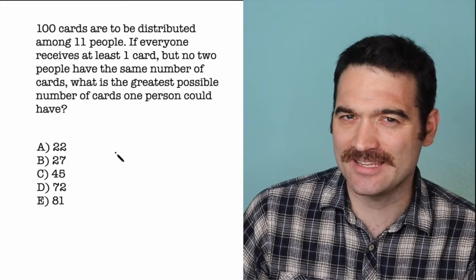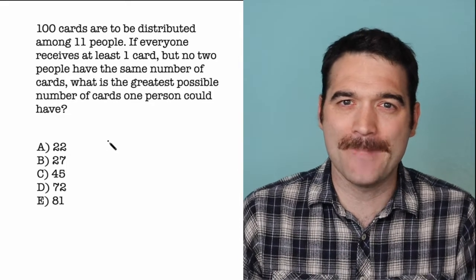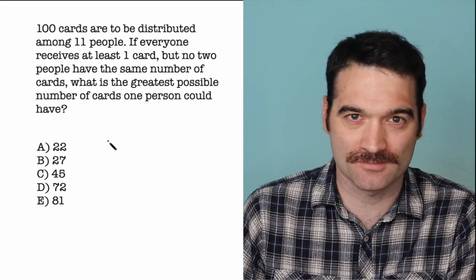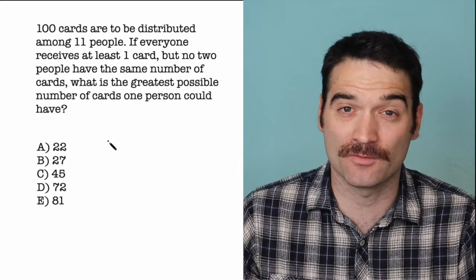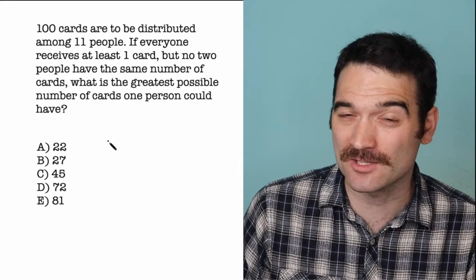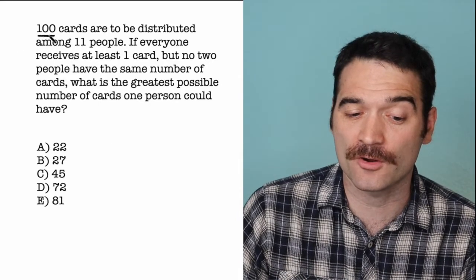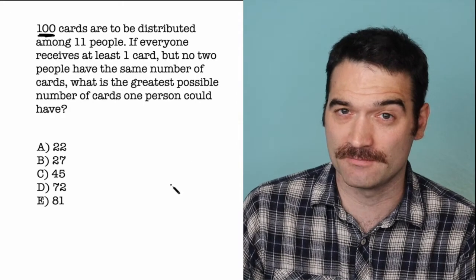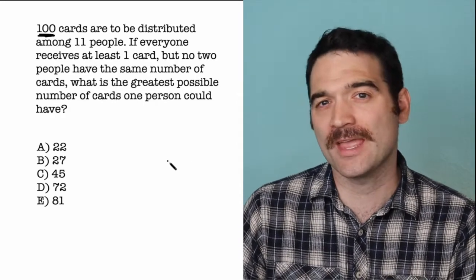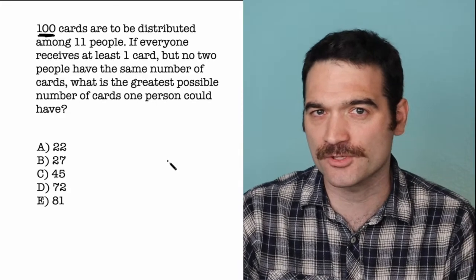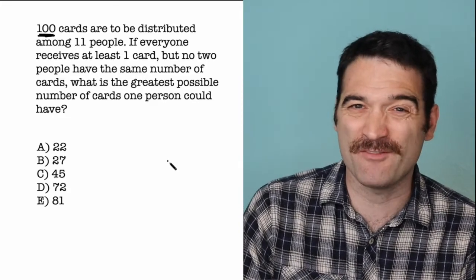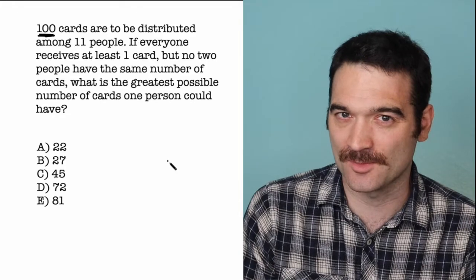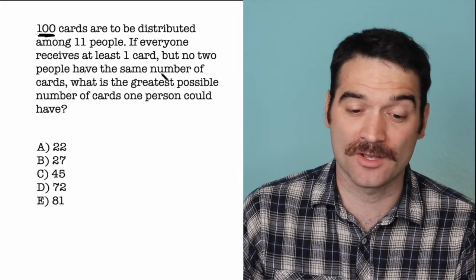Well, the key idea here is understanding that if we want to maximize one person's number of cards, we need to minimize everyone else's, right? We have a fixed amount of cards to go around, only 100 to give out. And so in order to give one person as many cards as possible, we need to give everyone else as little as possible. You might say, well, great, everyone else gets one card.